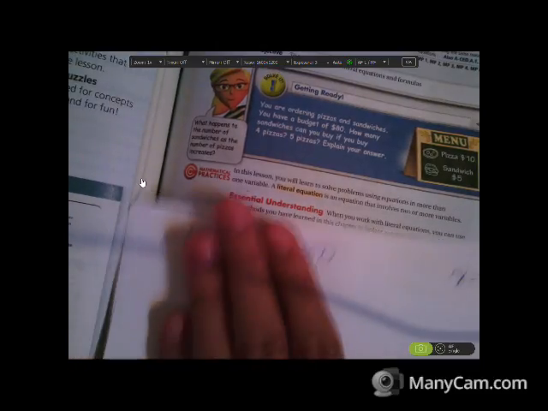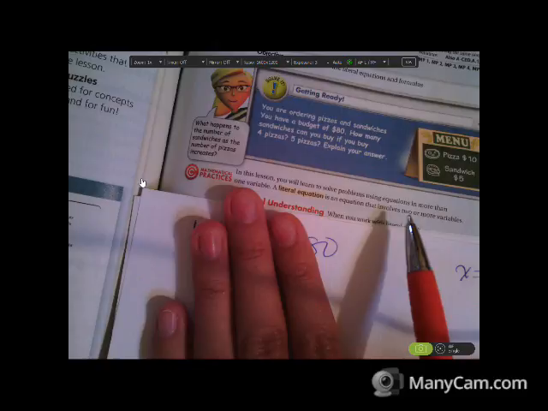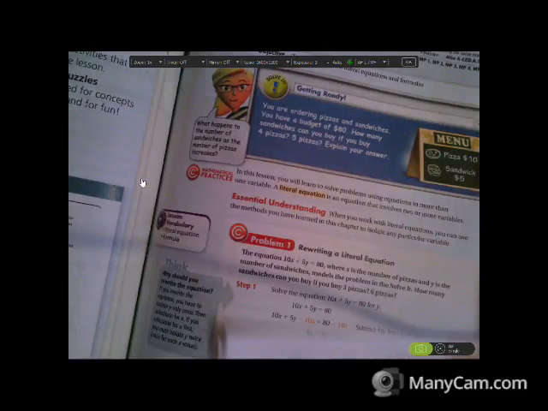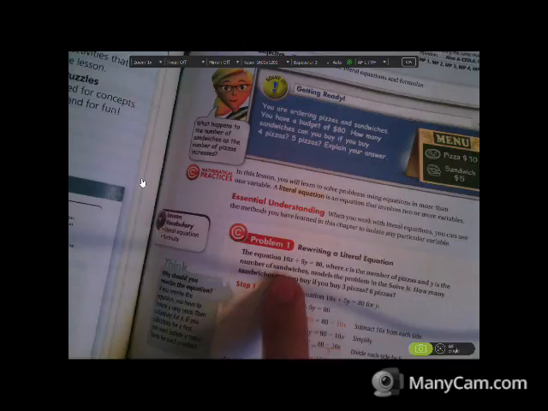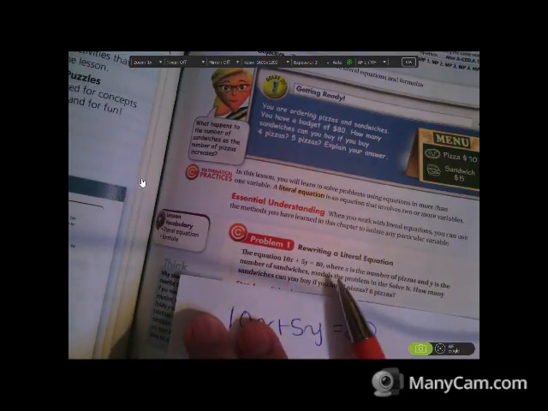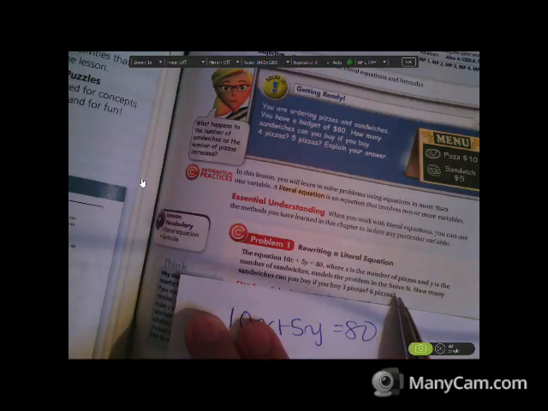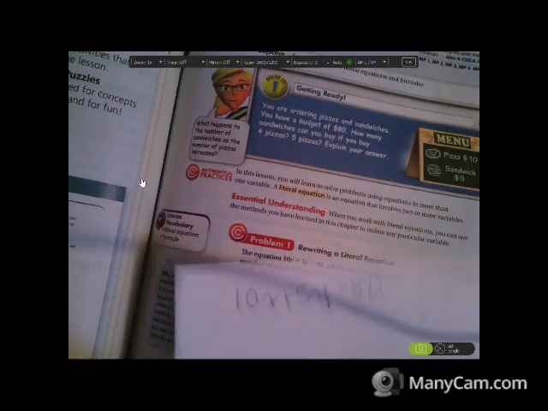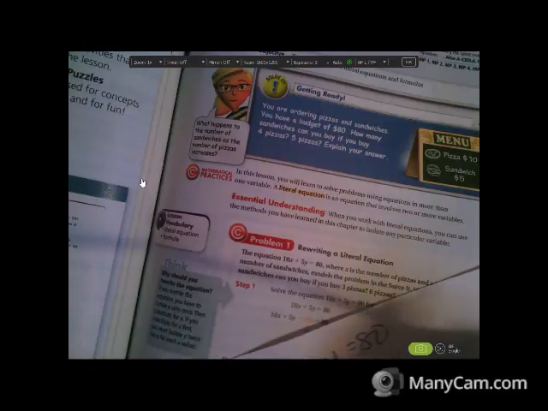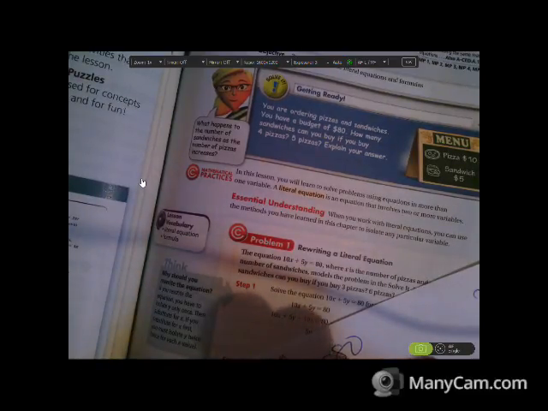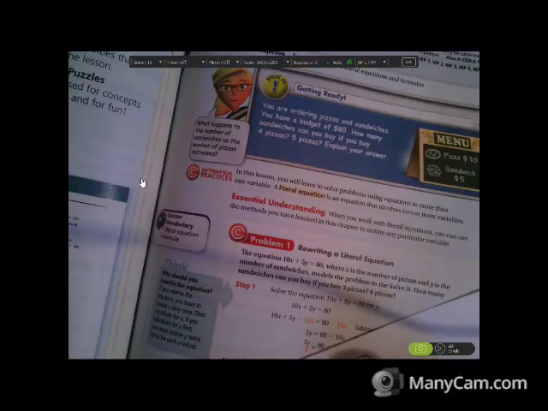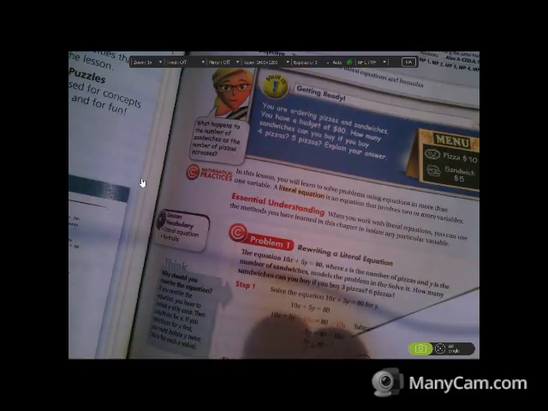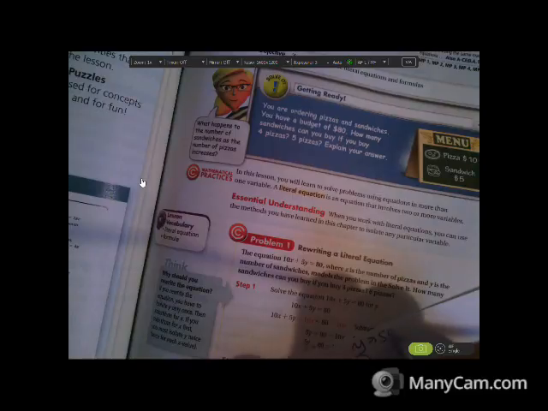So let's look at our problems. First things first though, literal equation. It's an equation that involves 2 or more variables, such as the first problem, 10x plus 5y equals 80. The equation 10x plus 5y equals 80, where x is the number of pizzas and y is the number of sandwiches, models the problem in the Solve It. How many sandwiches can you buy if you buy 3 pizzas, 6 pizzas? Here's the equation, where x is the number of pizzas, sorry, and y is the number of sandwiches.